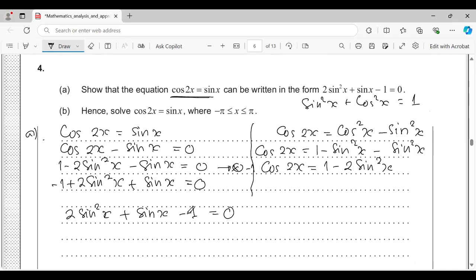Prove that this equation becomes this equation. So 2 sine squared x plus sine x minus 1, the same with cosine 2x equals sine x. All right, now part B.